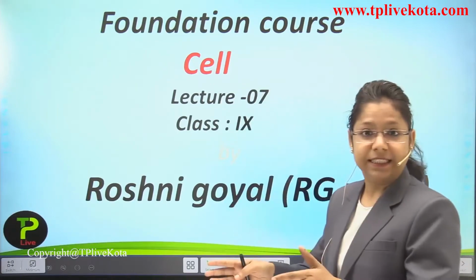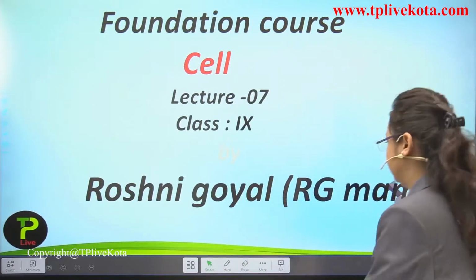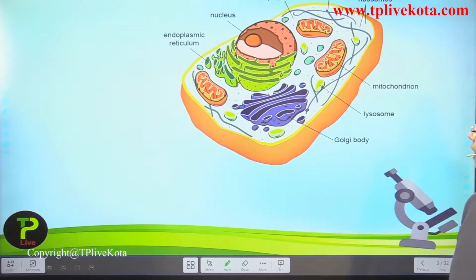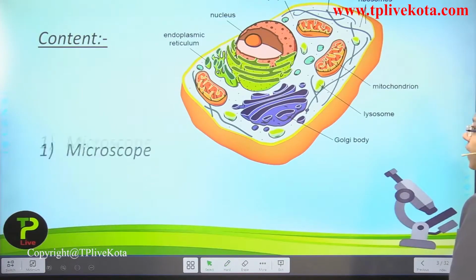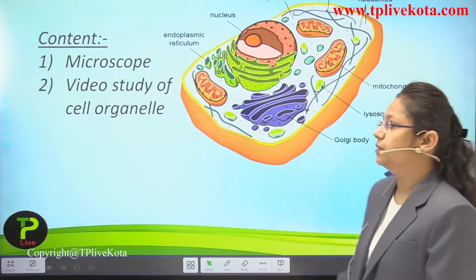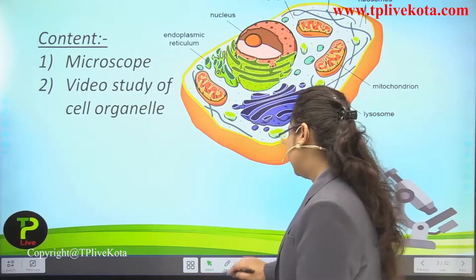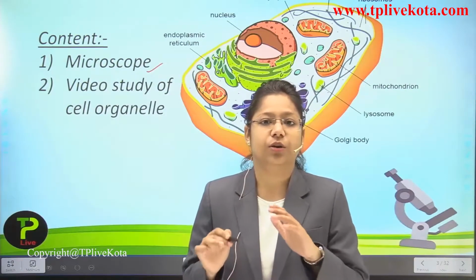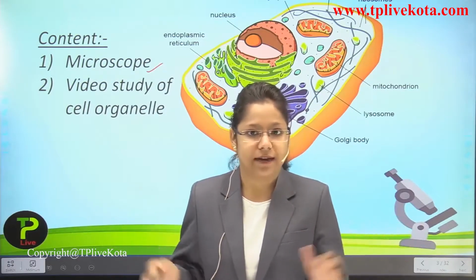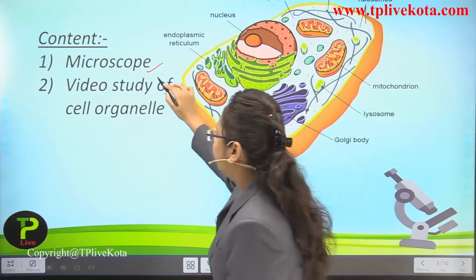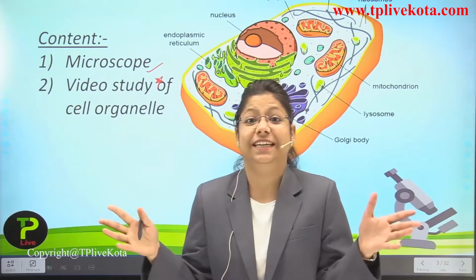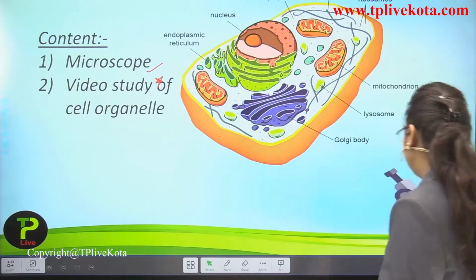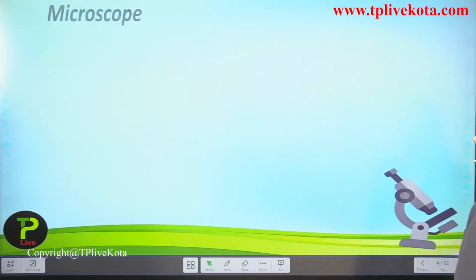So let us see the basic contents of our lecture first. So you know very well what is cell. Now we are going to see the content of this lecture. That is, first one is the microscope, the basic instrument used for visualization of all the small cell organelles. And the last and the very interesting part we are going to see is video study of the cell organelles. Okay, so let us start with the microscope.